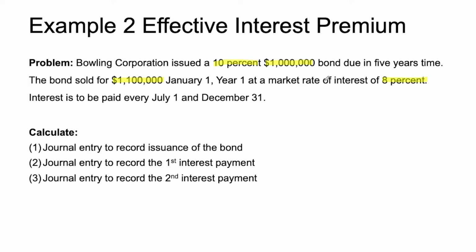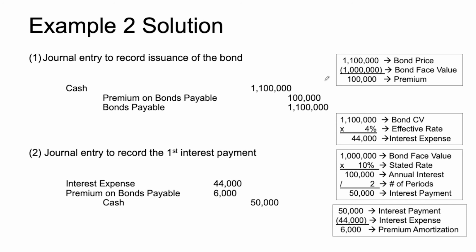So jumping into the first question here, journal entry to record the issuance of the bond. In order to solve this, we need to find out the actual amount of premium that the bond was issued for. So we take the bond price at $1,100,000, subtract out the bond face value of $1 million, which again, both these numbers should always be given in the example, for you to get the premium of $100,000. So again, to record this issuance, we're just going to debit cash for the amount received for the bond, which was given at $1,100,000, credit out premium on bonds payable, which we solved to be $100,000, and credit out bonds payable at $1 million.